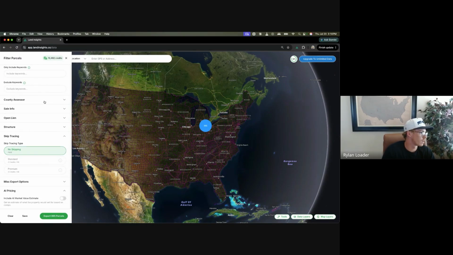And you can skip trace if you want. We're doing mail, so no need to do that. I don't touch any of these filters. And then you could throw in the AI pricing.